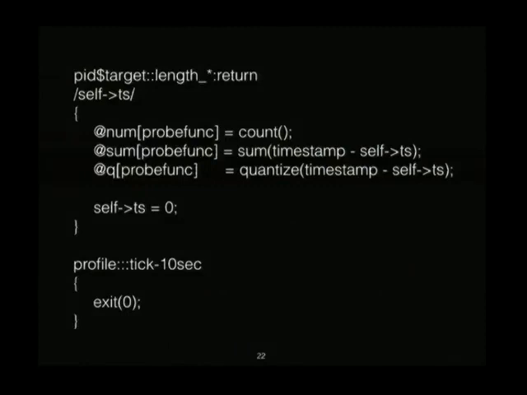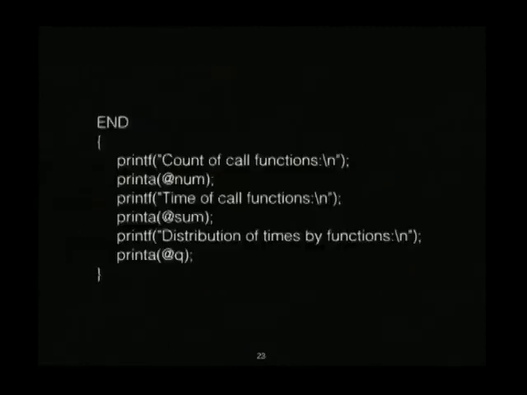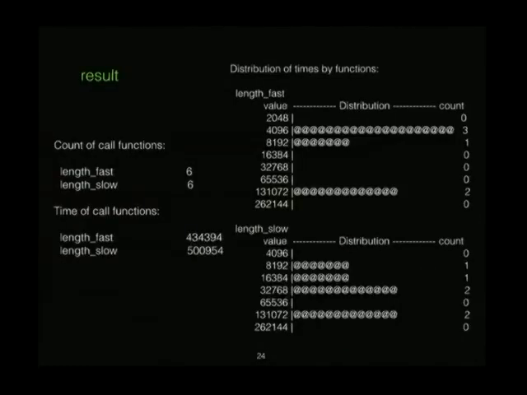Profile one time per 10 seconds and then exit. It works 10 seconds and then shows output from the end, like AWK syntax. This is the result. It counted 6 fast and 6 slow lines with 2 functions.